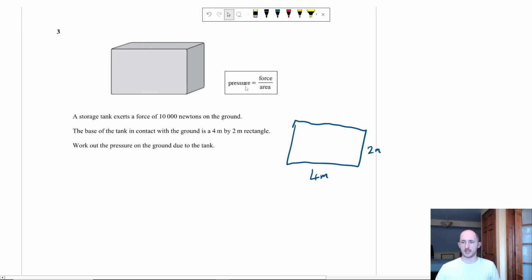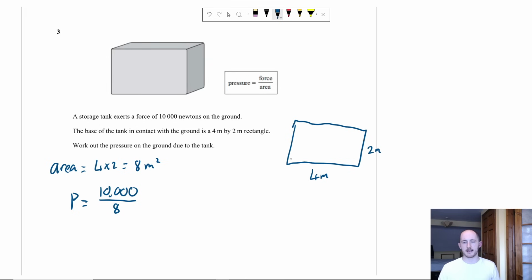Pressure is equal to force over area. So we're going to take this 10,000 and divide it by some kind of area. The area is always the area of the base, which in this case is a rectangle, 4 meters by 2 meters. So my area is just 4 times 2, which is 8 square meters. Then pressure is just equal to force, which is 10,000, over 8. Now how would you do this?